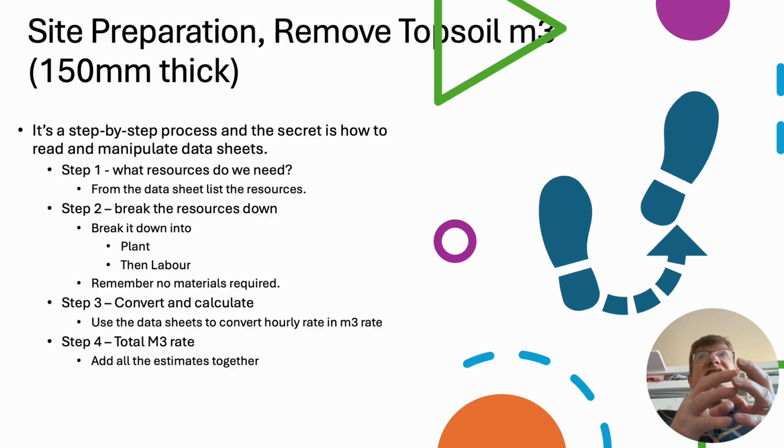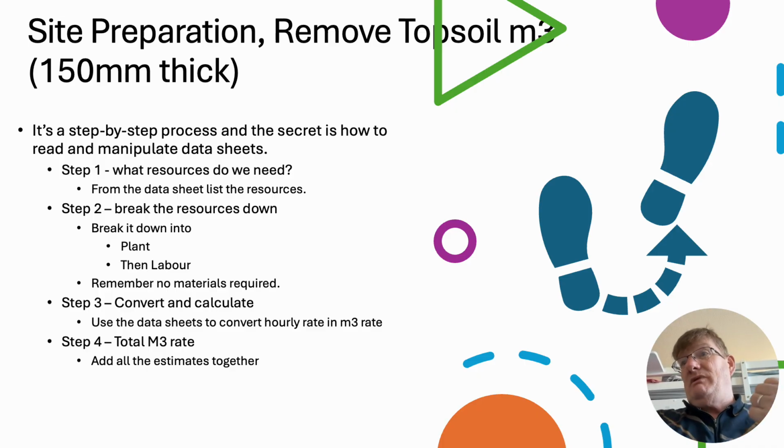Okay, because it's much easier to price up a meter cubed of topsoil than a meter squared of topsoil. Then what we can do is convert it from meter cubed to meter squared, because in the bill of quantities it's going to be a meter squared. All right, so the first thing, what resources do we need?